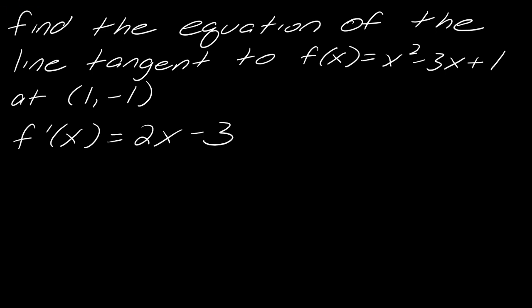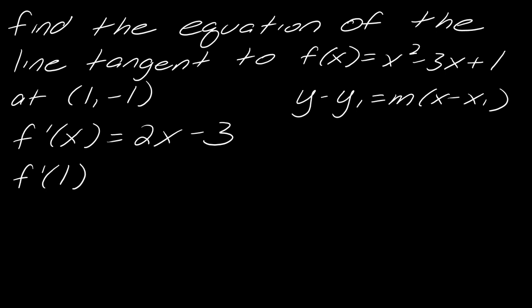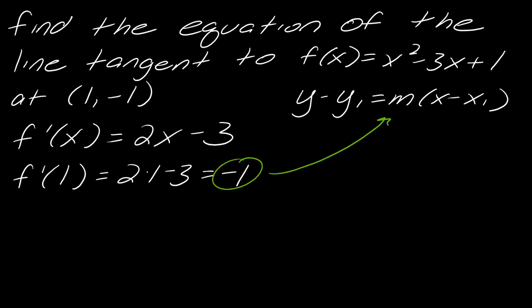Now remember, for any line, you want to use the point-slope form of the line. And this requires that you have a point and a slope. Well, I've got a point, and I just need to figure out what my m is, and I figure out my m by using the derivative. So I need to figure out what is the slope of the line at x equals 1. So I just have to now evaluate this derivative at 1. So this will become 2 times 1 minus 3, so that'll equal negative 1. So this is my m, okay?